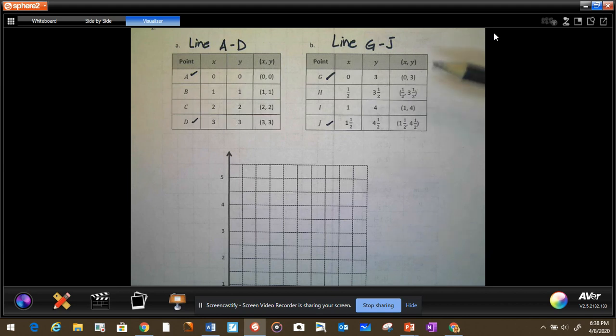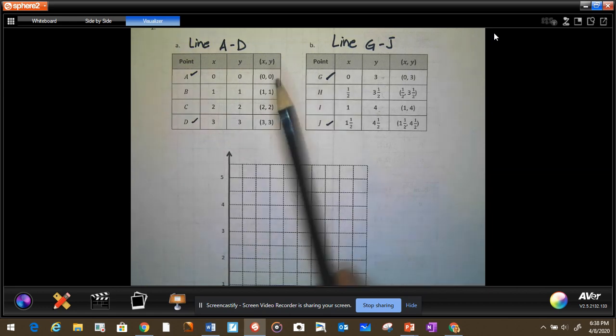Now let's look at y. Y starts at 3. So it goes from G to H. It increases by half. Oh, look at this. It is also increasing by half. So 3 and a half plus a half equals 4. And 4 plus 1 half equals 4 and 1 half. So the coordinate for y is increasing by halves.